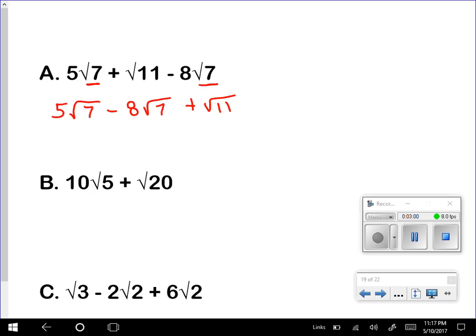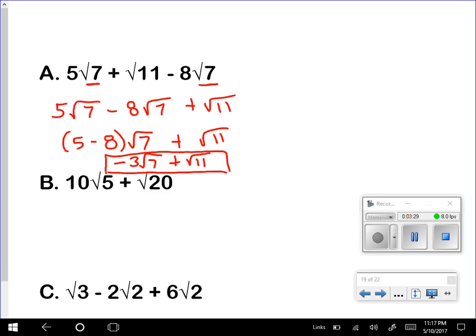So what we can do is pull the pieces out in front apart, and actually subtract these. So what I'm going to do is 5 minus 8 times the square root of 7 plus the square root of 11. So then I can just subtract. What is 5 minus 8? Negative 3 times the square root of 7 plus the square root of 11. So this would be my simplified answer because that is as simplified as I can go. I don't have another like radical, and both of my radicals are as simplified as possible.